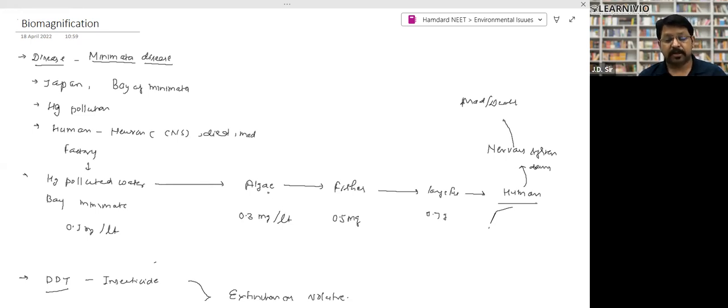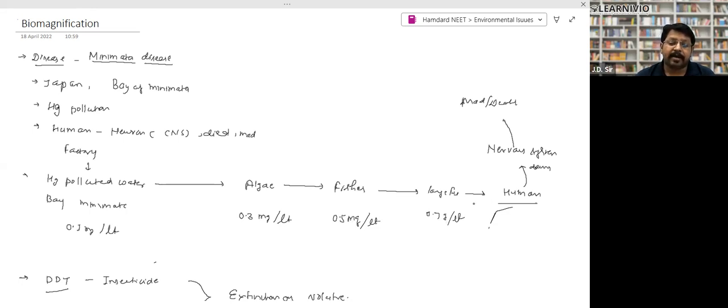Then what happened? This algae is being eaten by the fishes, right? So when this algae is eaten by the fishes, the mercury concentration starts increasing in the fishes. In the fishes, the mercury concentration increases to 0.5 milligram per liter, right? Now the fishes are being eaten by the human, right? Large fishes. In the large fishes, this was 0.7 milligram per liter. It's not actual data, this is just imagination, right? Then the human eats it.